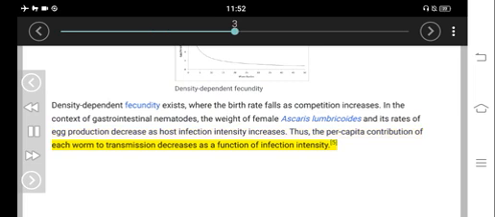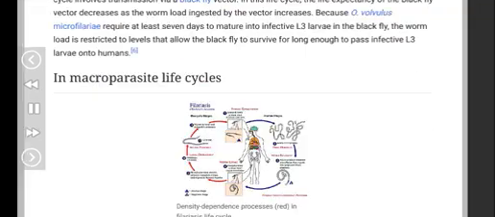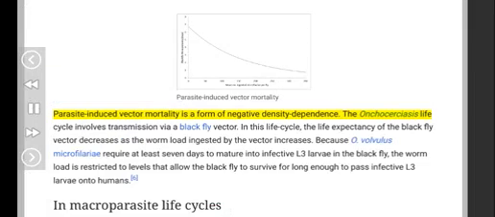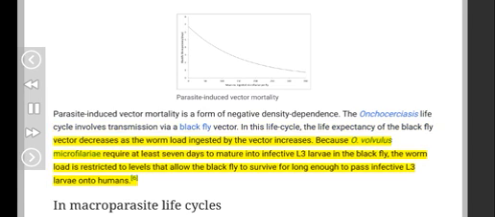5. Parasite-induced vector mortality. Parasite-induced vector mortality is a form of negative density dependence. The onchocerciasis life cycle involves transmission via a black fly vector. In this life cycle, the life expectancy of the black fly vector decreases as the worm load ingested by the vector increases. Because O. volvulus microfilariae require at least 7 days to mature into infective L3 larvae in the black fly, the worm load is restricted to levels that allow the black fly to survive for long enough to pass infective L3 larvae onto humans.